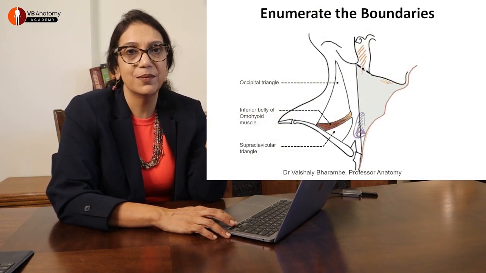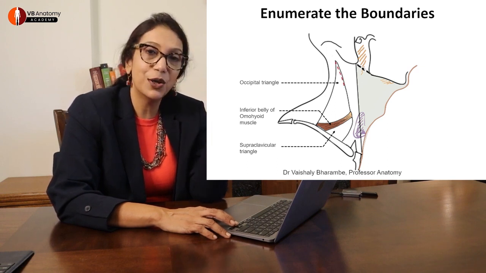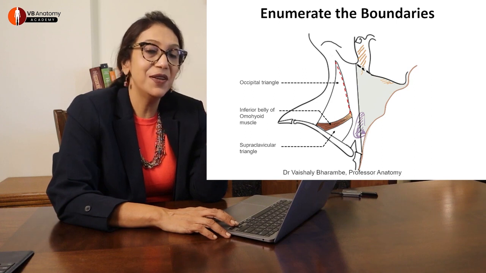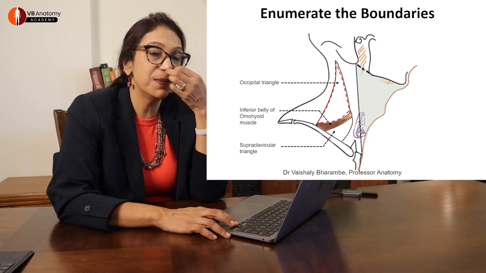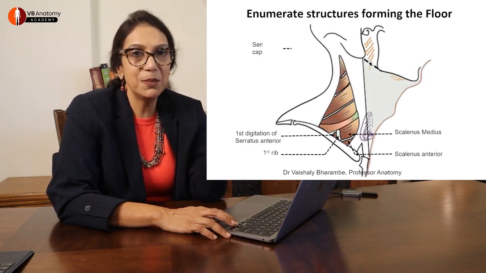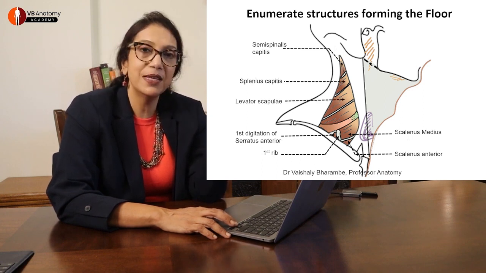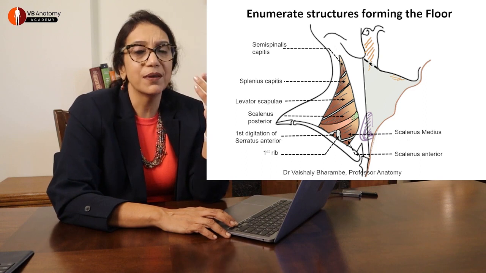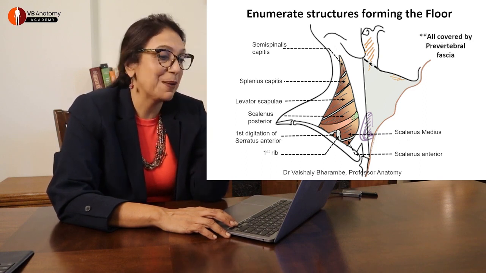So occipital triangle, again, what do I know? I know the boundaries. I know the floor. I know you also know it. Anteriorly bound by sternocleidomastoid, inferiorly by inferior belly of omohyoid, posteriorly the trapezius muscle. You know it. The floor is formed from above downwards by semispinalis capitis, splenius capitis, levator scapulae, and scalenus posterior. You know it. Covered by, yes, prevertebral fascia.